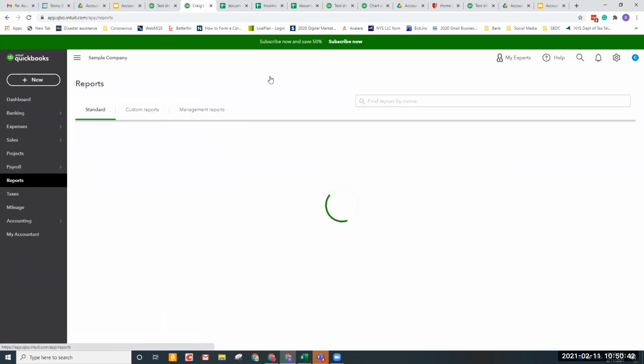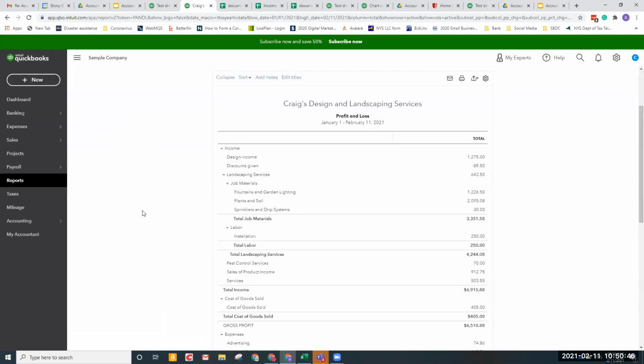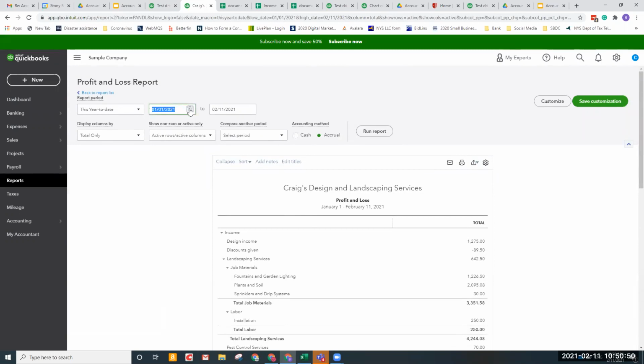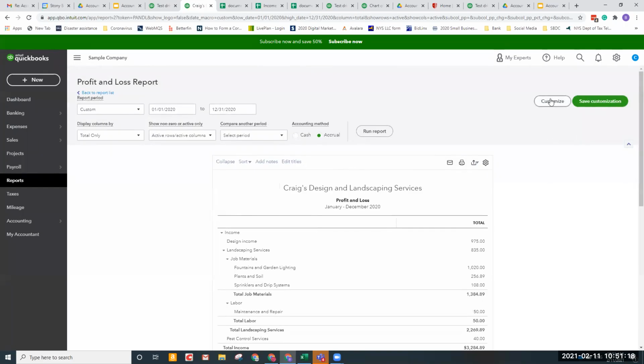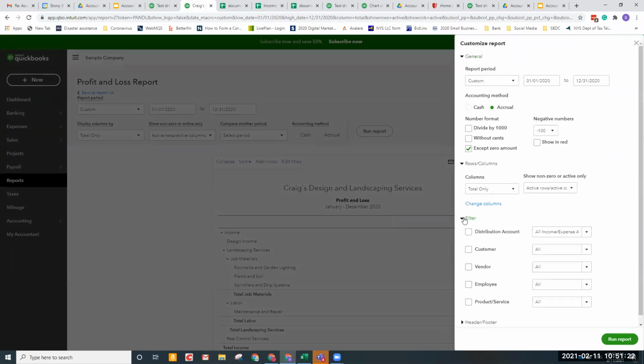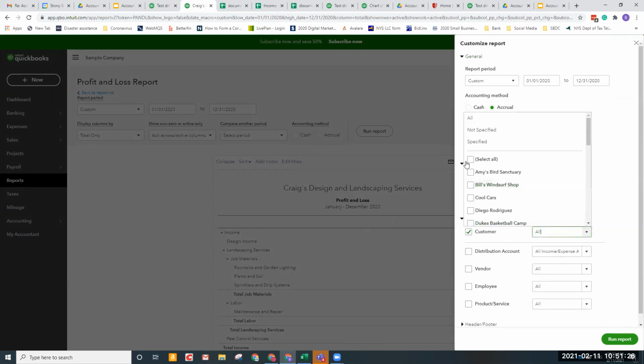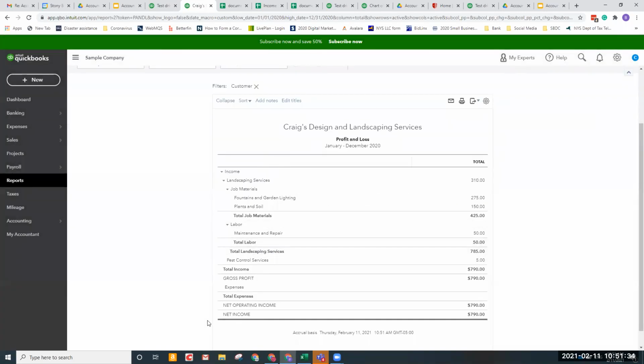It's the same for the income statement, profit and loss. You can run the profit and loss for any time period you choose. So for example, January 1st, 2020 to the end of the year, and generate the report. This is the income statement for the whole year of 2020. And you can customize this report to show only the customers that you want to see the result for. So basically, you can customize the report any way you like.